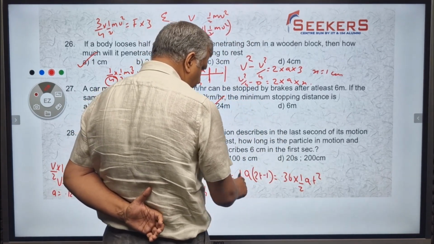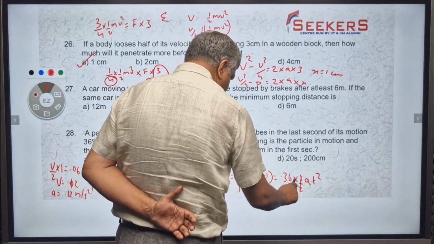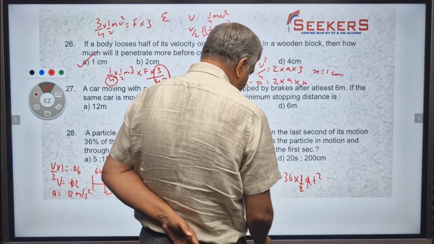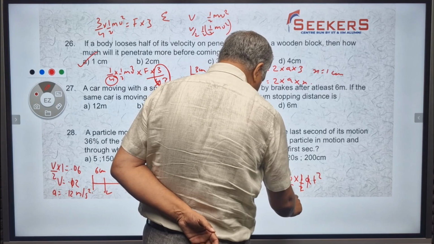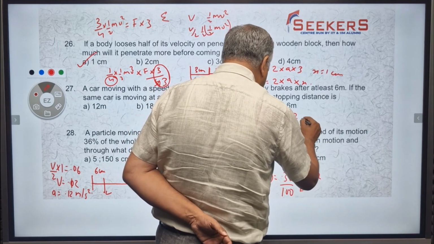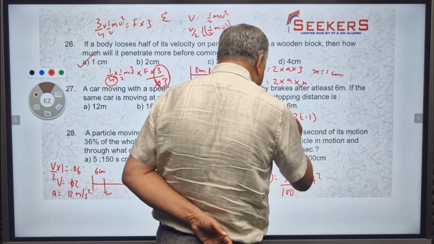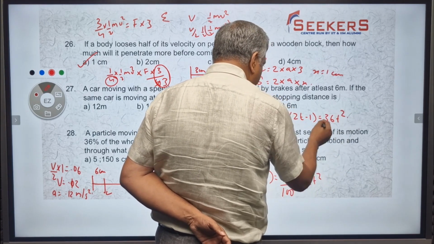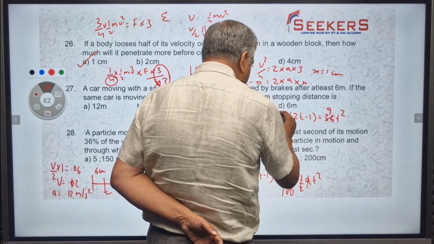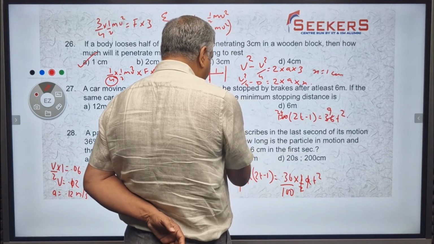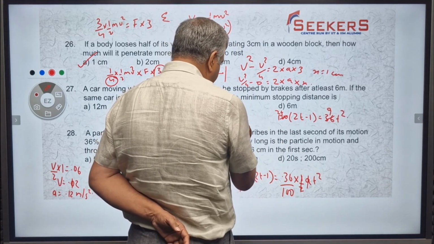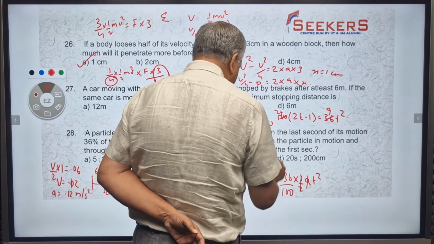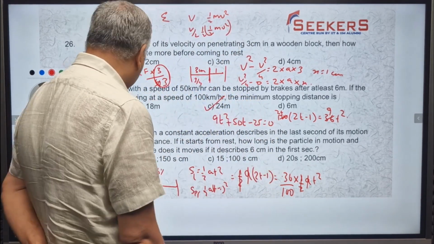So what can I do? Half can get cancelled, the a can get cancelled. Then I have a nice equation which I will solve. I'll write this as 36 by 100. So I'll get 2t minus 1. 100 times (2t minus 1) is equal to 36 times t squared. So some numbers I'll cancel, 4 will go, this is 25, or 9t squared minus 50t plus 25 is equal to 0.